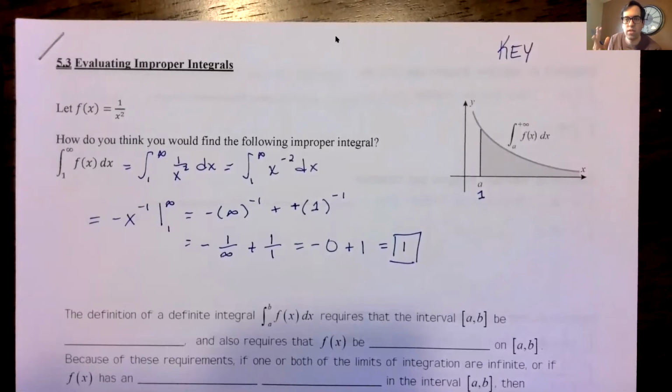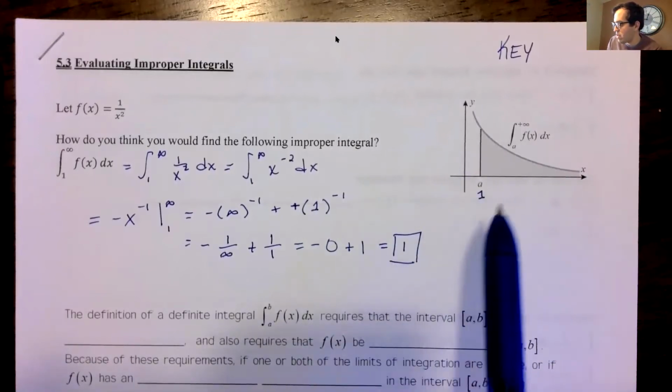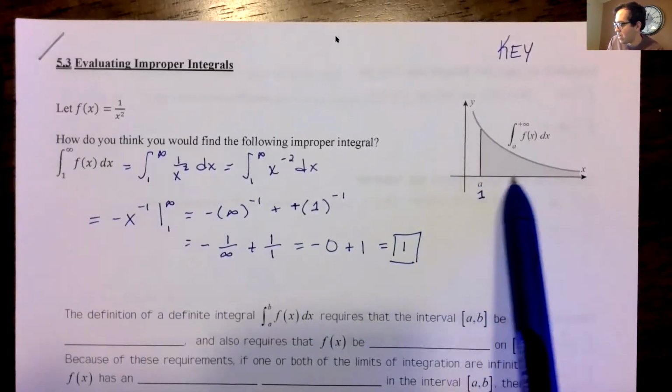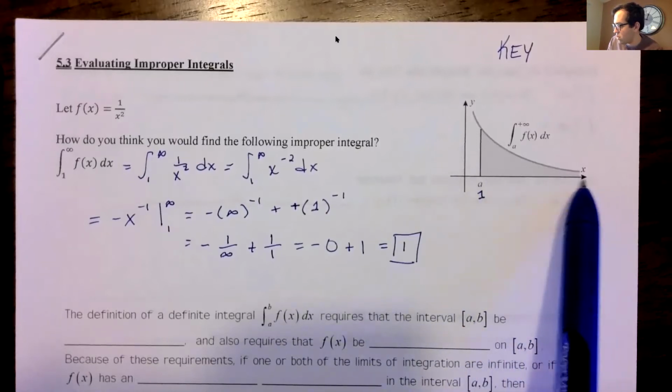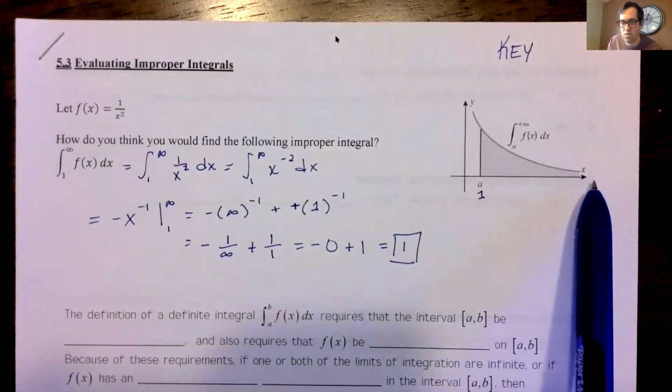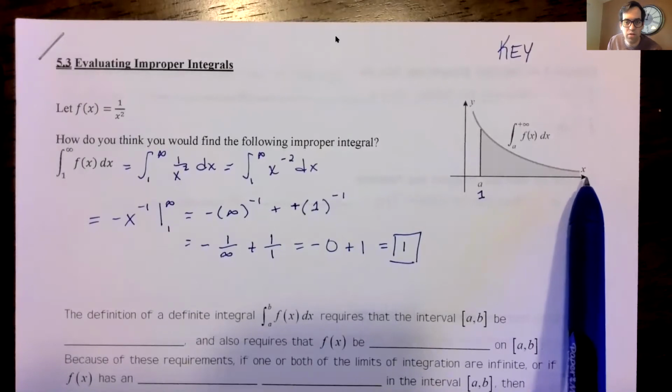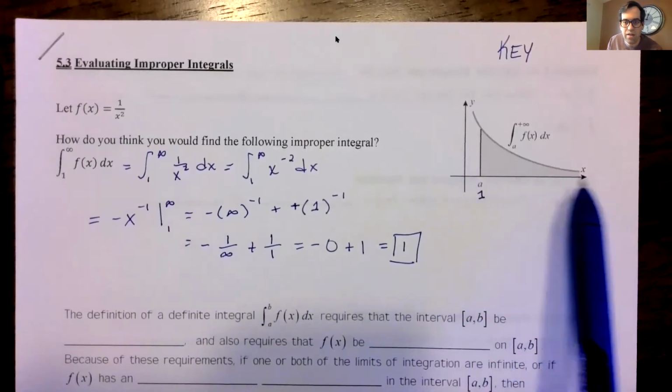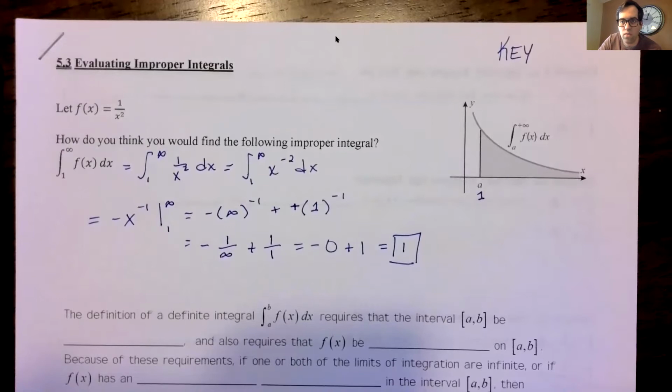But my question to you is, logically, looking at this graph, how is it possible that an area that extends towards infinity in the positive x direction, how is it feasible that that area can add to a total of just 1 square unit? It goes on forever, right?